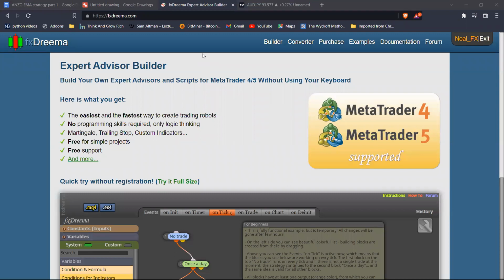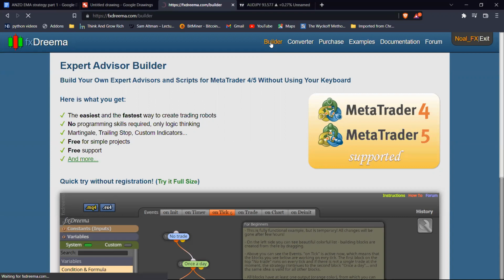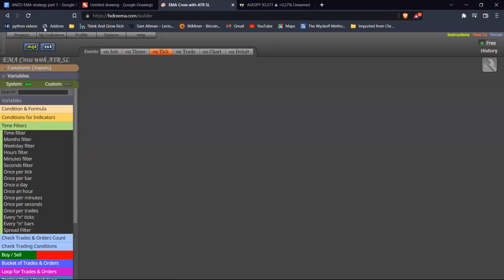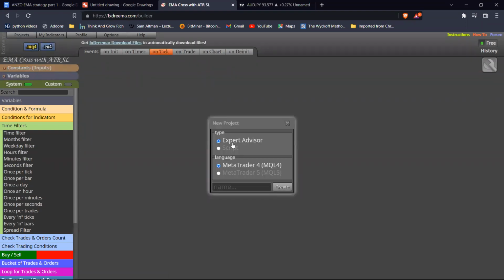Okay, so what we're going to do now is go to the builder section, because that's where we will be building our EAs. If we want to create a new project, we go to new and select the type. You can build EAs with this. You can also build scripts with this. You can develop on MT4, and for the MT5 software trading application as well. We're developing an EA for the MT4, so we'll leave this checked, and then we'll name our EA.